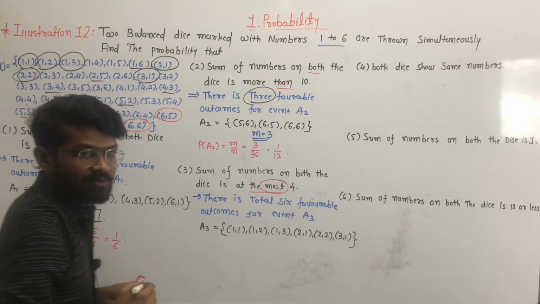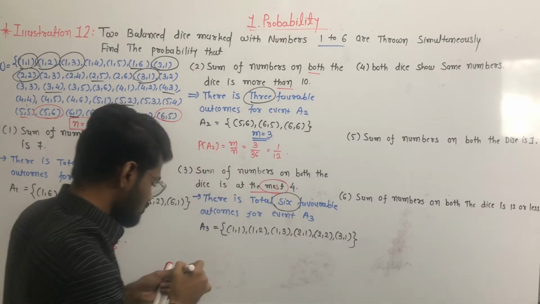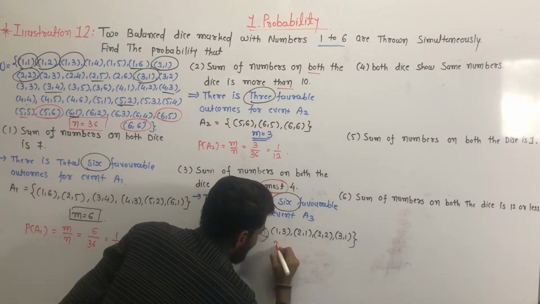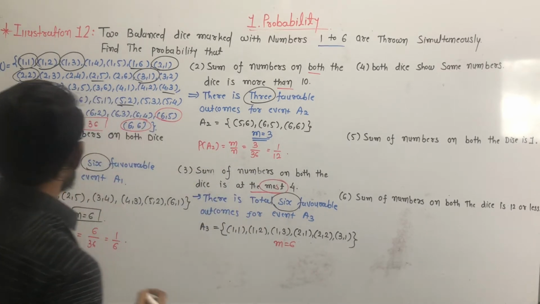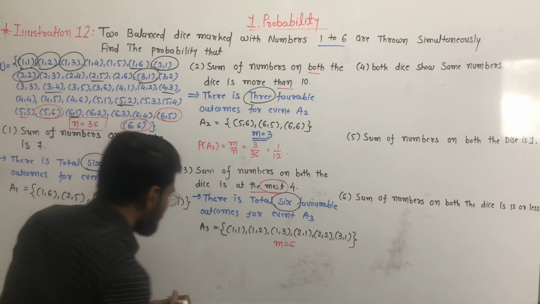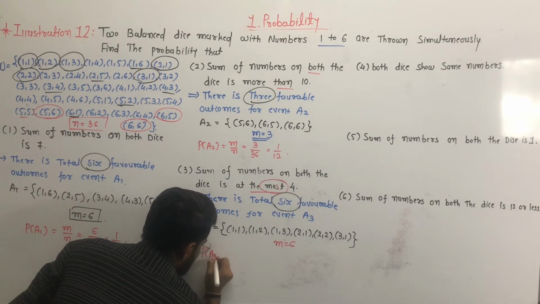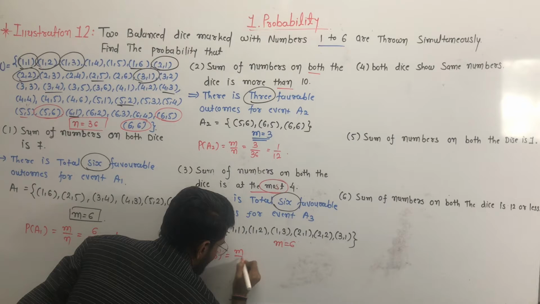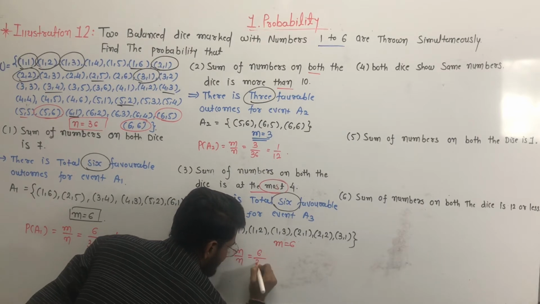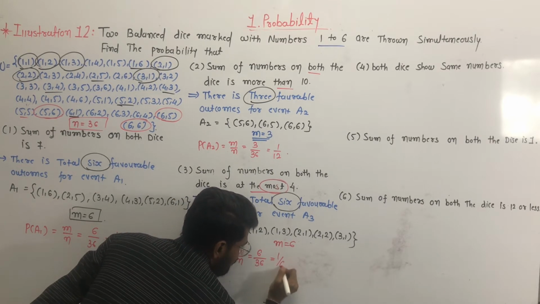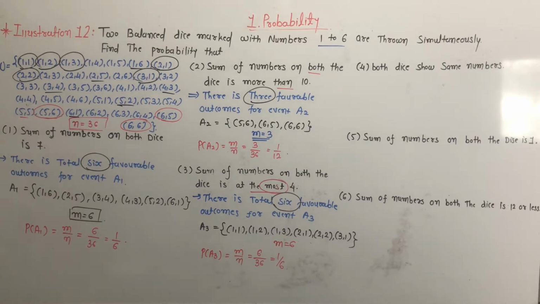Yes, how many are favorable outcomes? 6. Yes, so m is equal to 6 and n is equal to 36. So the probability of event A3 is equal to m by n. M is equal to 6 and n is equal to 36, so it will be 1 by 6. Done? Okay, write it down.